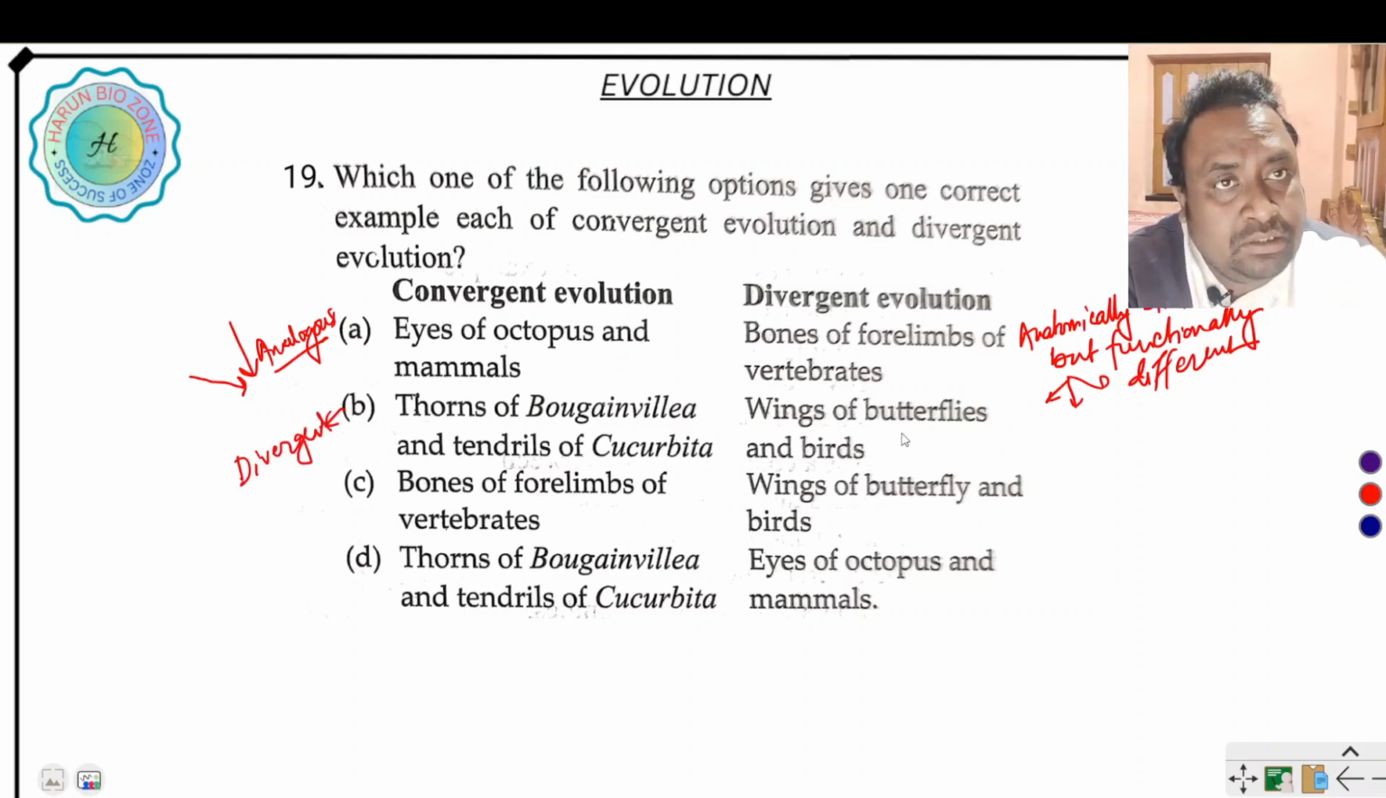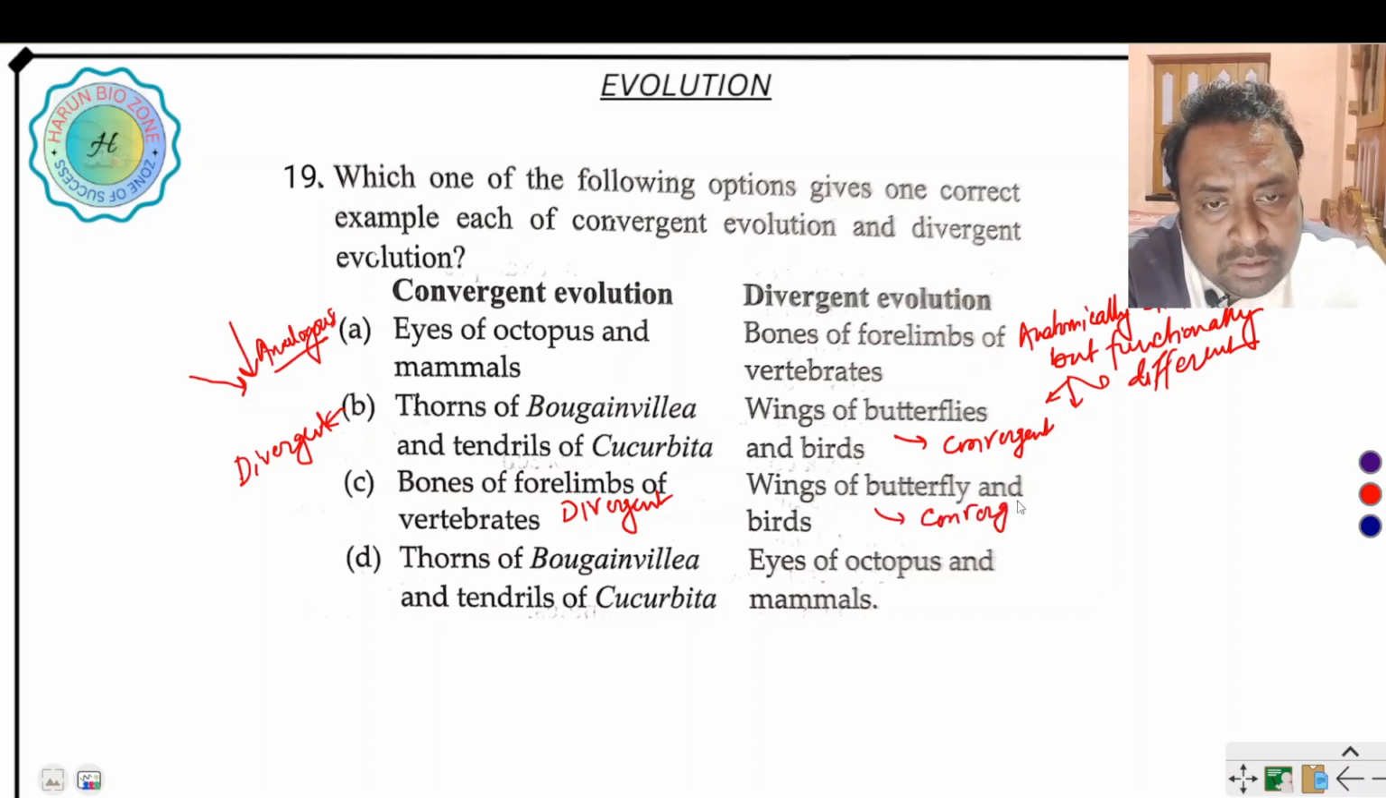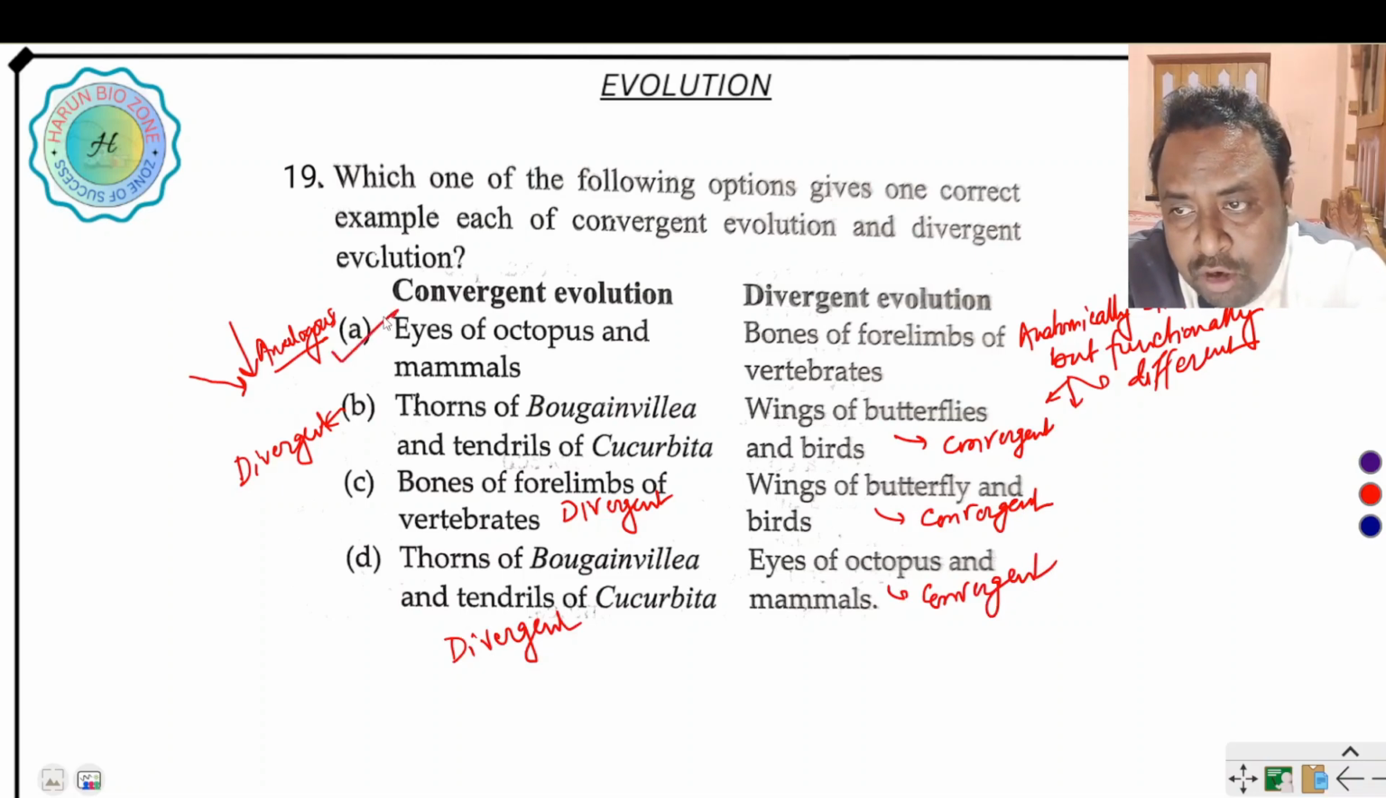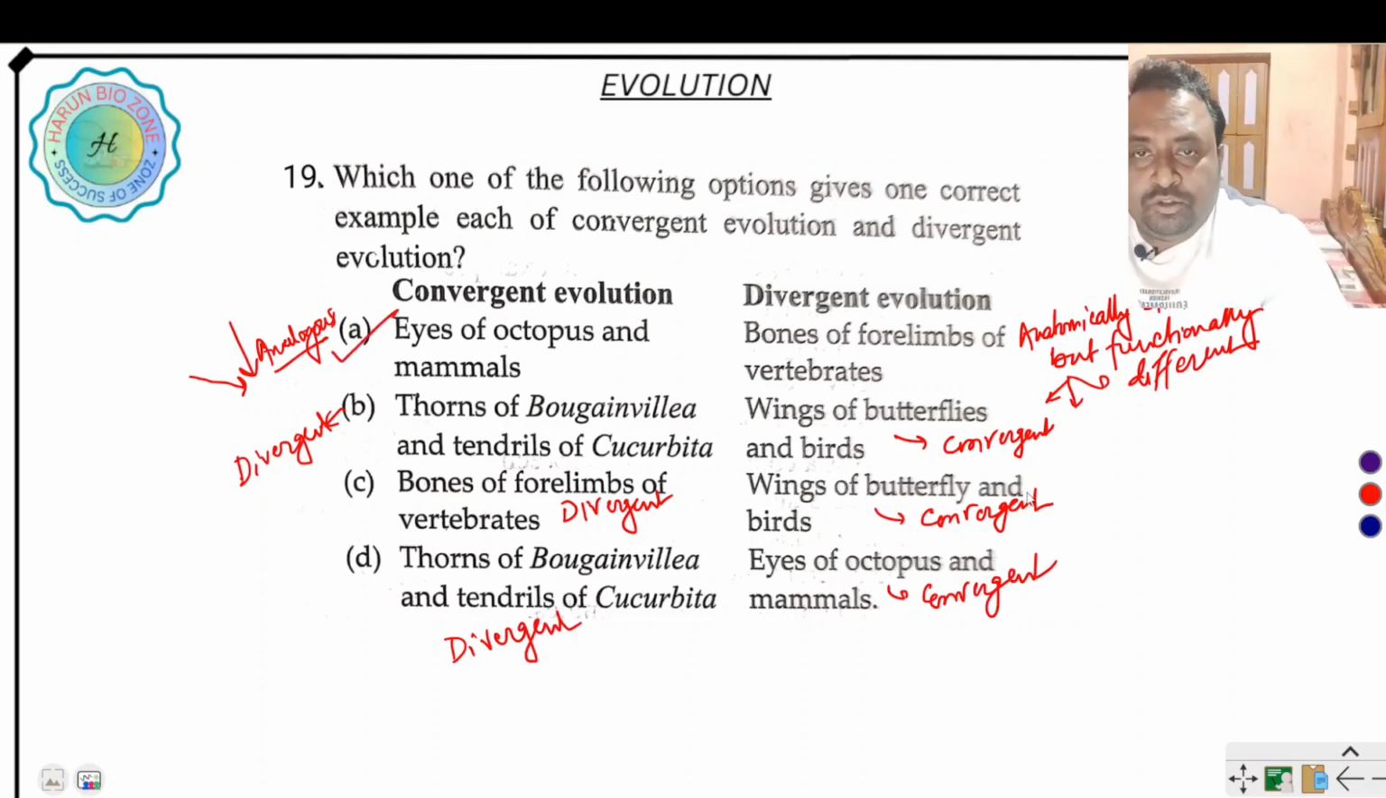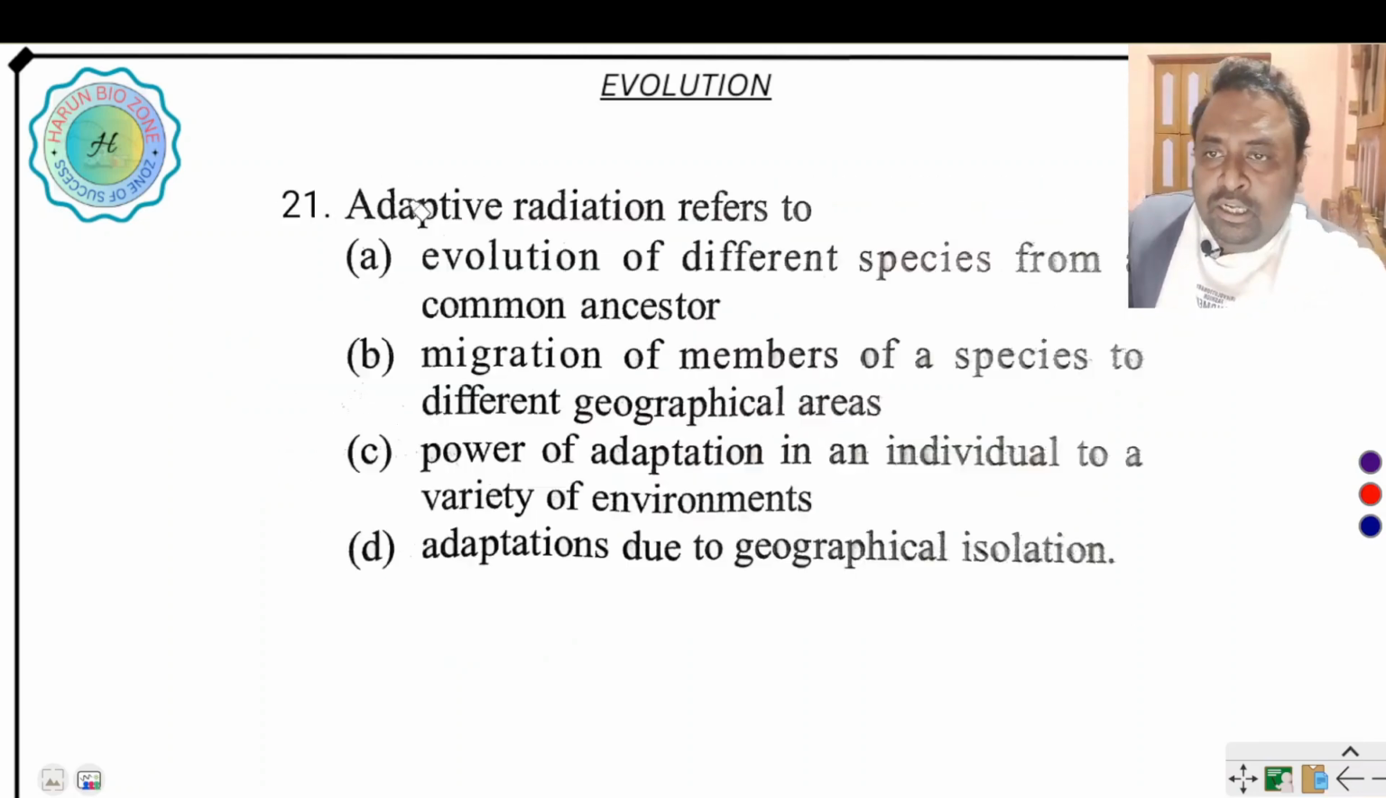Wings of butterfly and birds are anatomically different but functionally the same. They show convergent evolution. To summarize: bones of four limbs of vertebrates show divergent evolution, wings of butterfly and birds show convergent evolution, thorns of Bougainvillea and Cucurbita tendrils again show divergent evolution, and eyes of octopus and mammals show convergent evolution. So here the correct option is eyes of octopus and mammals and bones of four limbs of vertebrates. Next question.